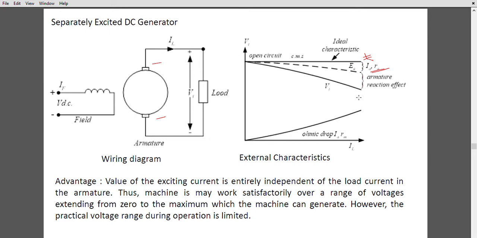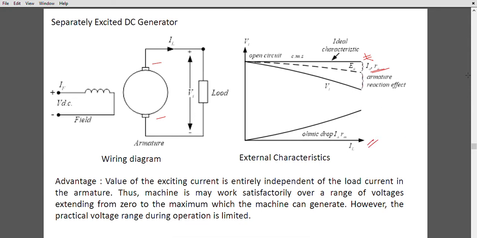it is separately excited. Now here we can see that there is also an increase in current, and this increase in current is due to the application of load. As load is applied, the actual current gets increased and there is a voltage drop across the load, which is called the ohmic drop, right?